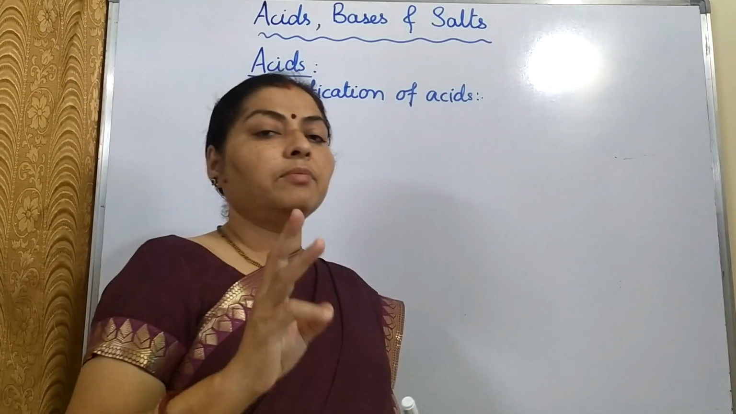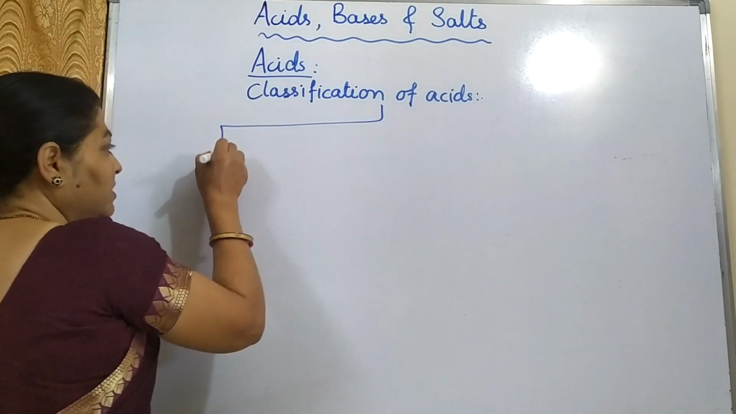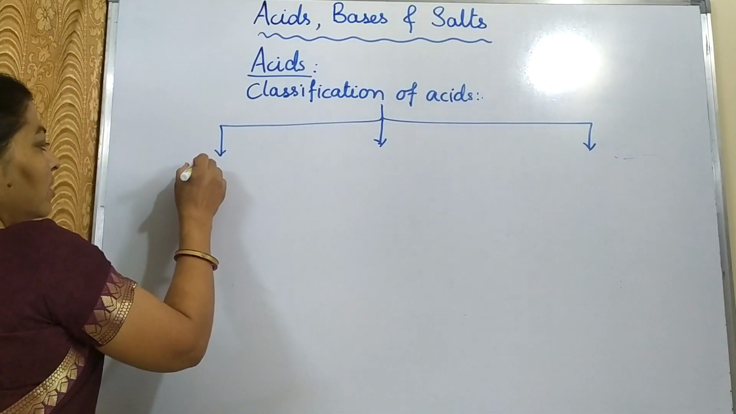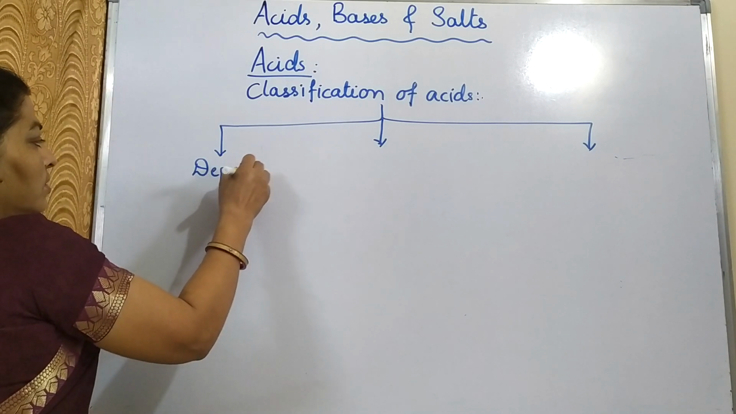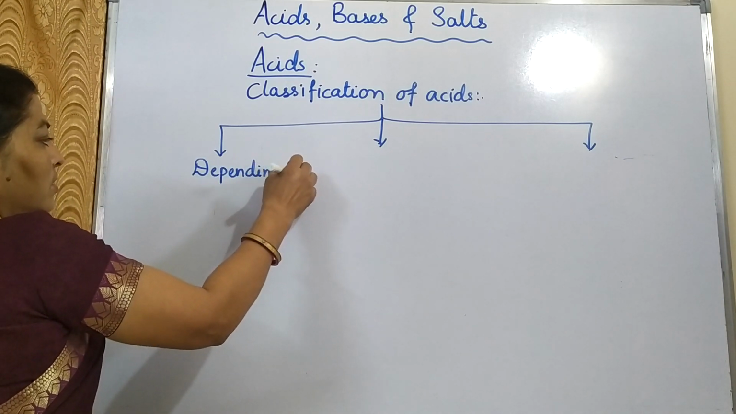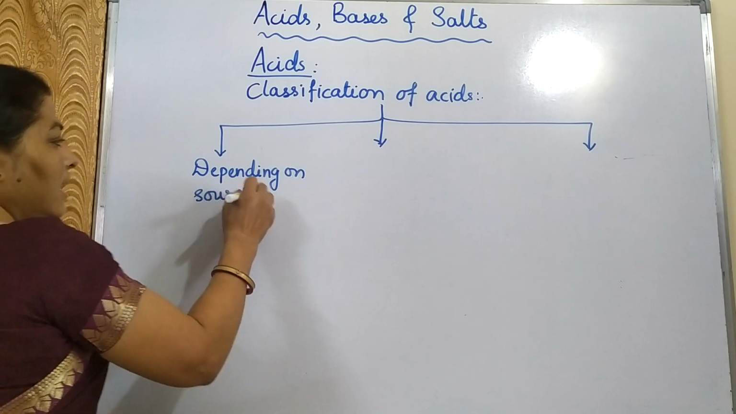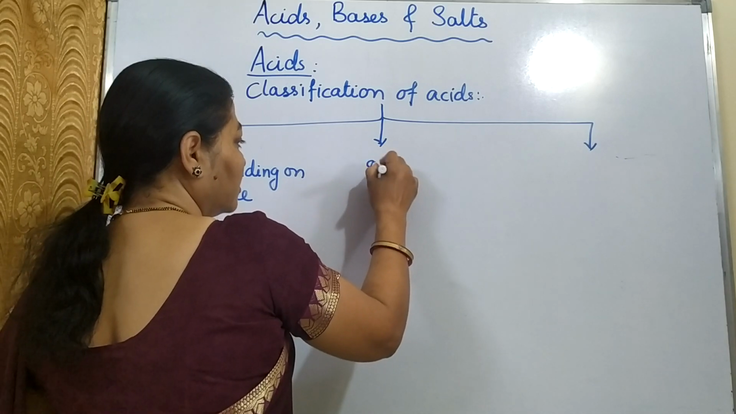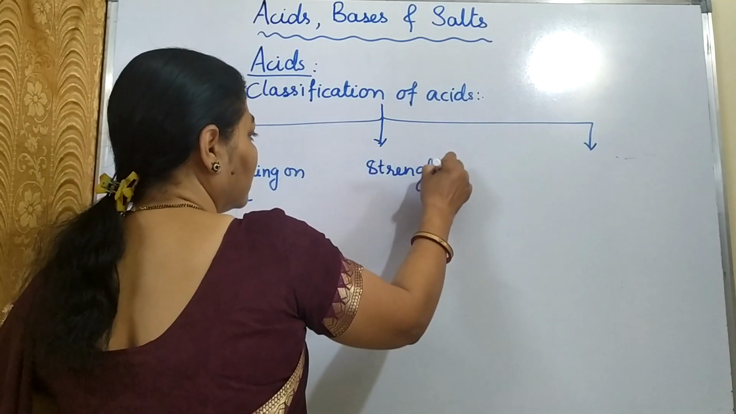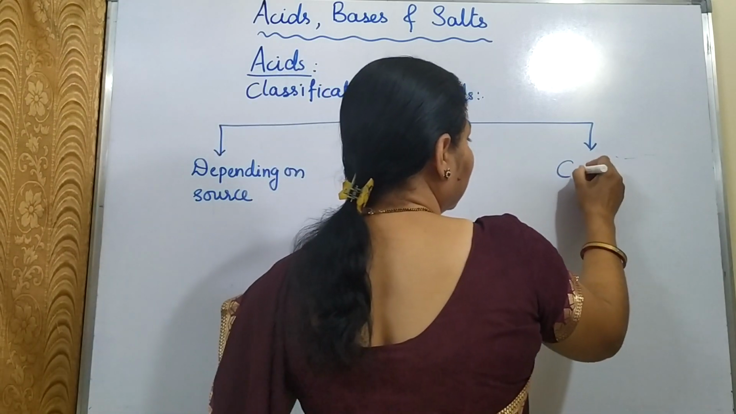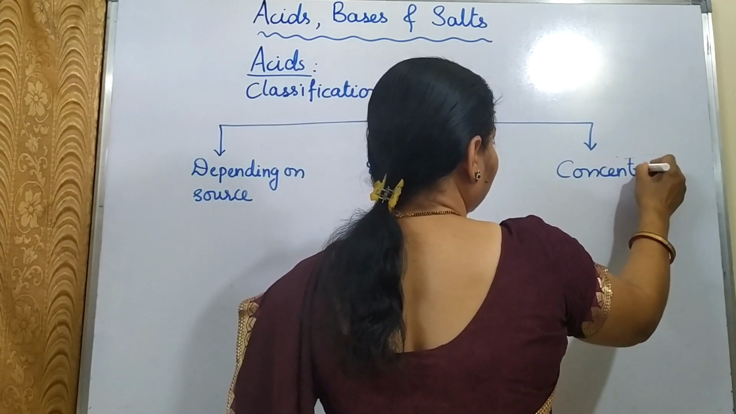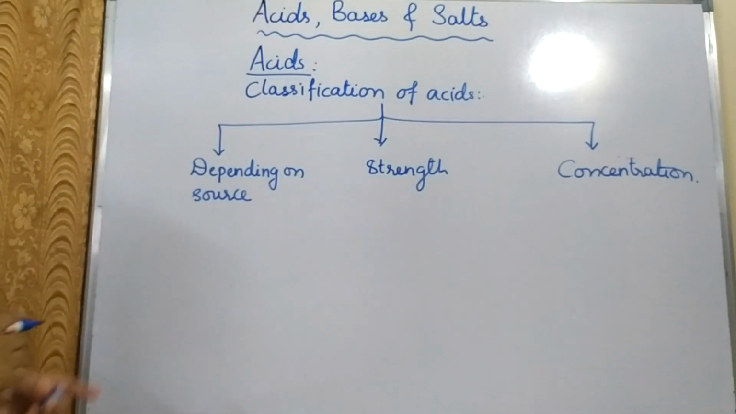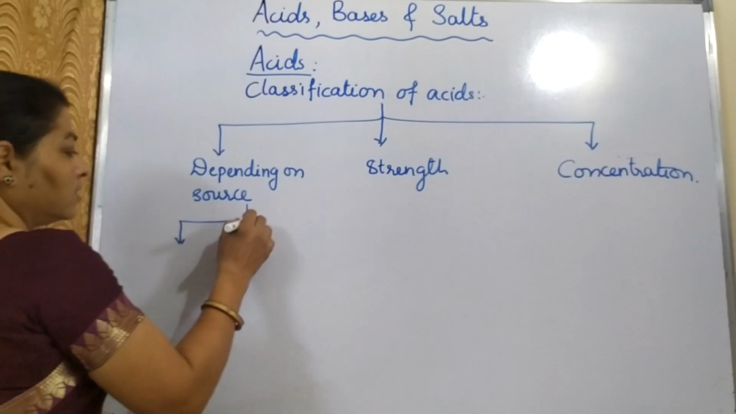So there are three bases of classification of acids. The first basis of classification is depending on source. The second mode of classification depends on the strength, and next is which depends on concentration. So the first one, depending on source, we can classify acid into two categories.